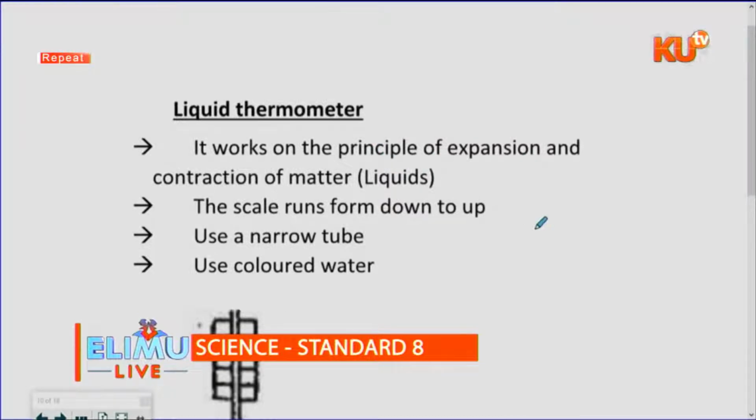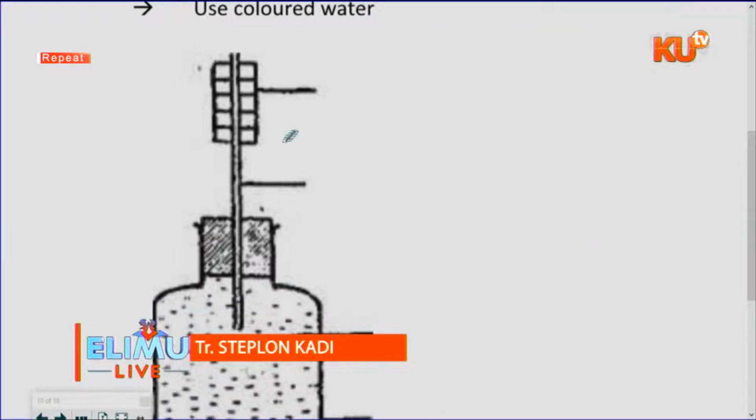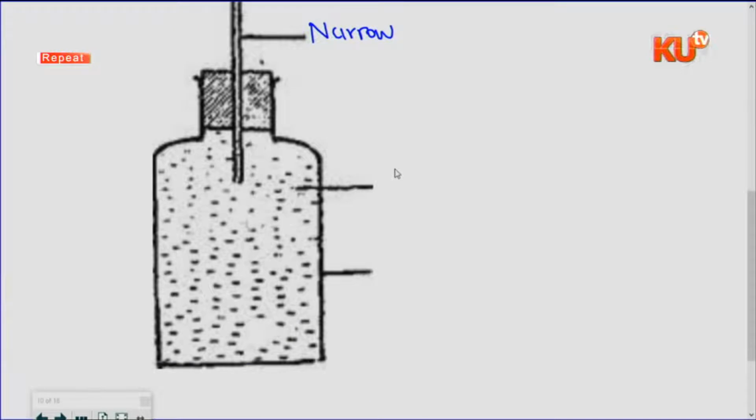Scale runs from down to up. It has a narrow tube, and we use colored water. So this is our scale, and our scale runs from down to up. So you can have 0, you can have 5, you can have 10, you can have 15, you can have 20, in that order. So this one is also a narrow tube for the same reason, to record the slightest changes. This one is colored water. Colored water is used for visibility.